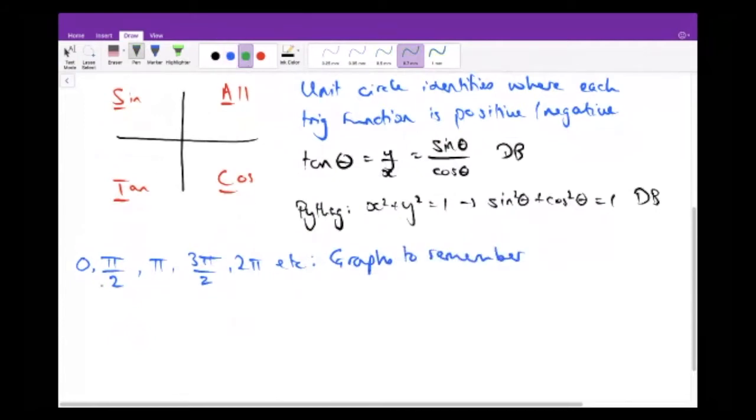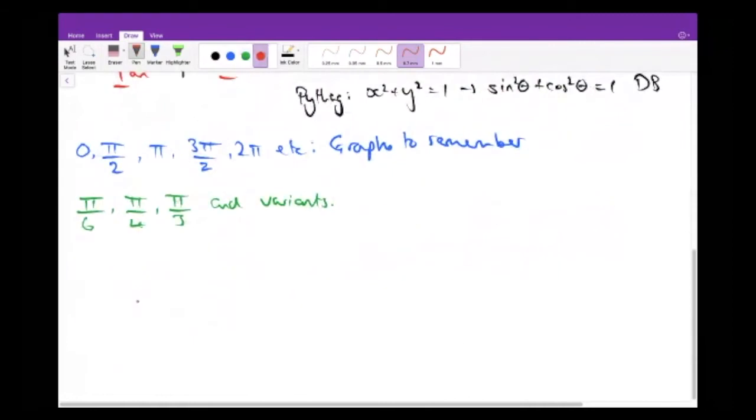We also need to know pi over 6, pi over 4, and pi over 3, and variants of these. Now, I think the best way to remember this, if you remember a list of values, that's fine, but I don't think it's very efficient. And I think that you can spend your time focusing on remembering other things.